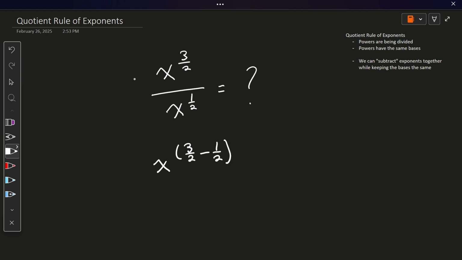Now remember, when we're subtracting two fractions together, we need our denominators to be the same, which in this case they are. And so our equation is going to look something like this. And of course, 2 over 2 is going to equal 1. Our final answer is x over 1, or just x.